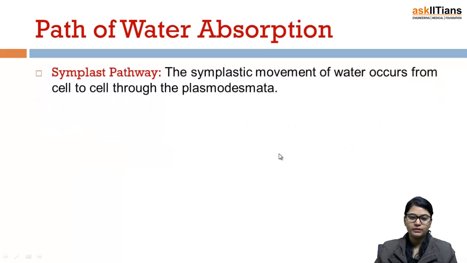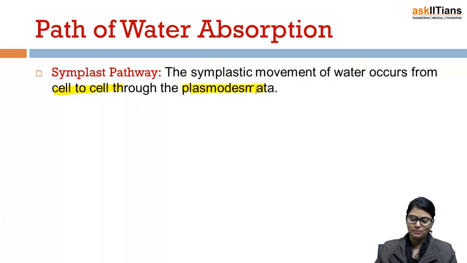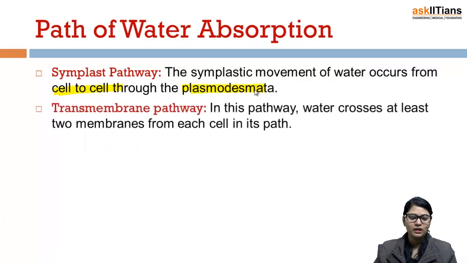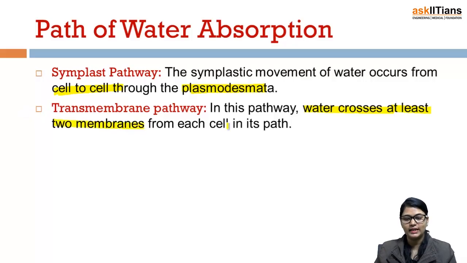Symplast pathway. The symplastic movement of water occurs from cell to cell through the plasmodesmata. So they are crossing the membrane. Transmembrane is the pathway where the water crosses at least two membranes from each cell in its path. So it is having both.